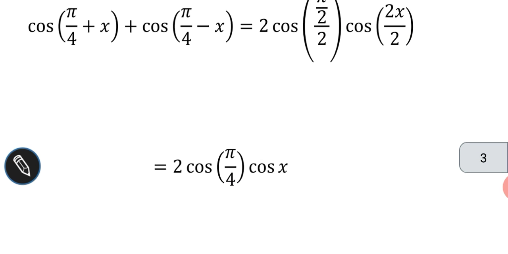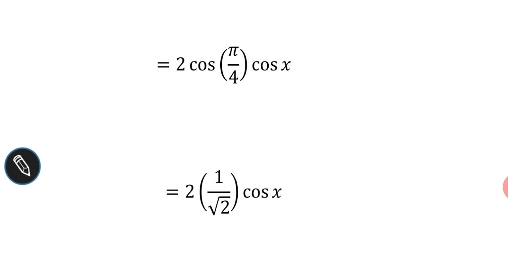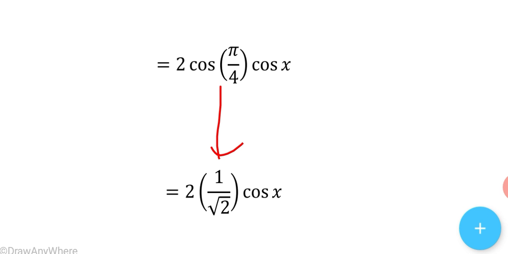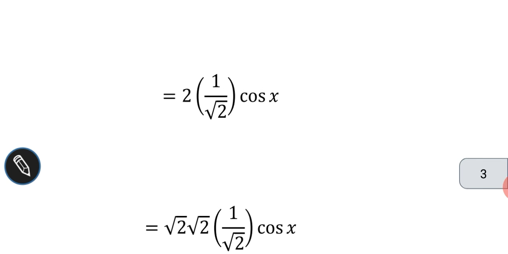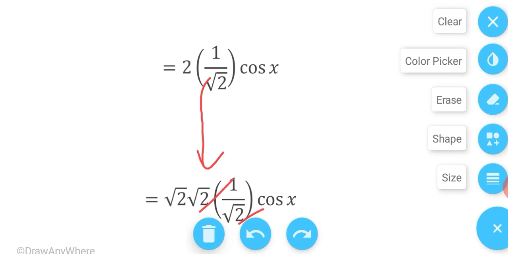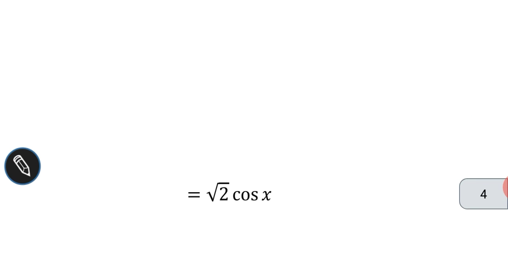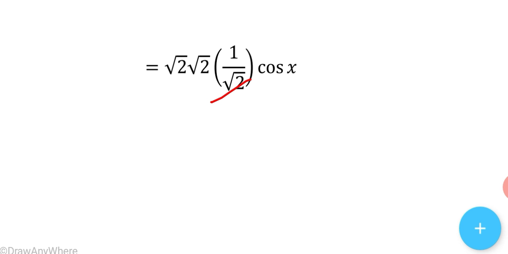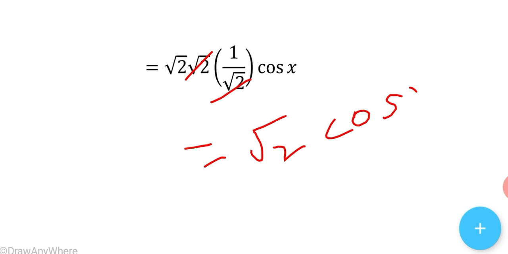The value of cos pi by 4 is 1 by root 2. So that is equal to 2 into 1 by root 2 into cos x. We can write this 2 as root 2 into root 2. So root 2 into root 2 into 1 by root 2 into cos x. Root 2 gets cancelled. So finally we have root 2 cos x, hence proved.